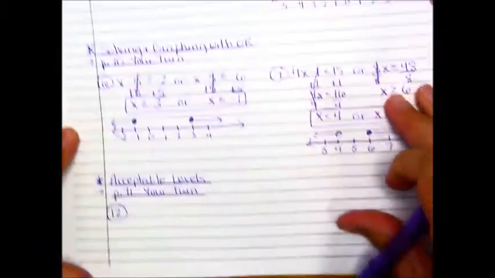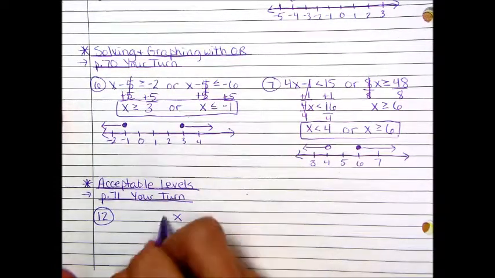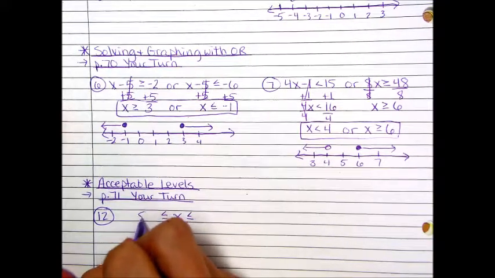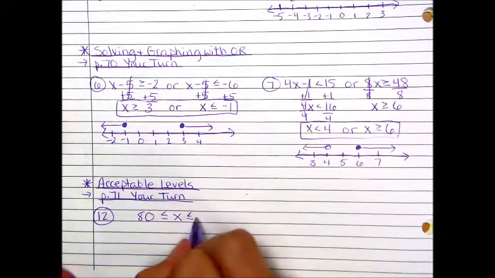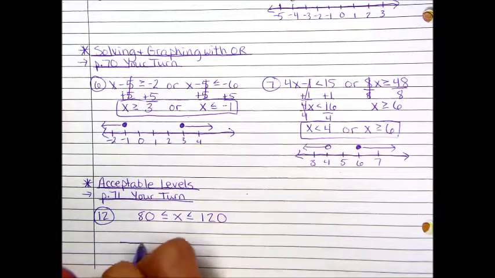So since we said this would be an and statement, we would put our variable in the middle. We're going to use equal bars under our symbols and say that the alkalinity level could be between 80 and 120 parts per million. So this would be my inequality, and then they would want me to graph this as well.